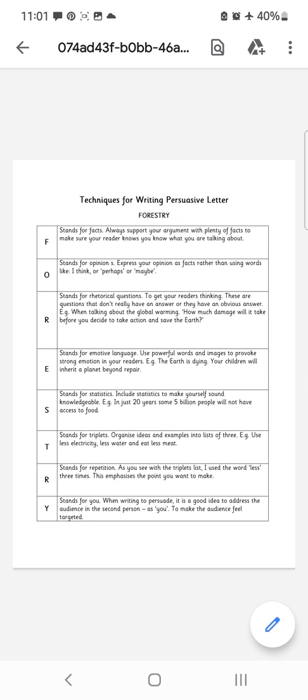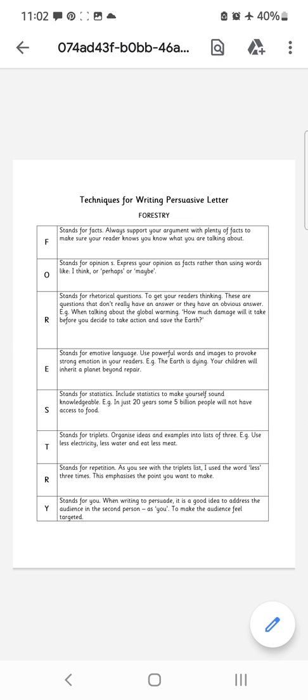Then we have O, which stands for an opinion. We express our opinion as a fact rather than using words such as I think or perhaps or maybe, okay? Why is that? Because if you say, for example, today's text is going to be about nuclear power. If I come to somebody and I say, well, I think nuclear power is bad, is that very persuasive? No, it's not. That's not the same as saying nuclear power is bad. So always present your opinion by making it look like a fact, okay?